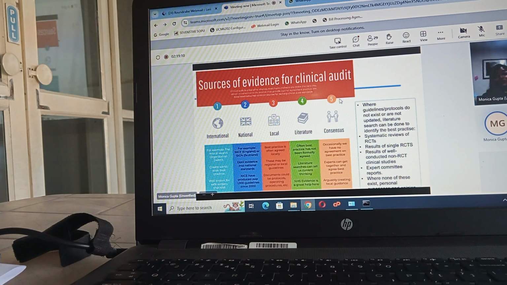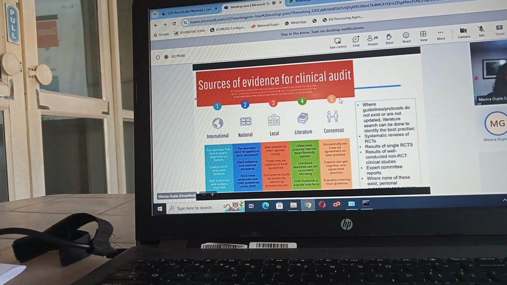Suppose you want to do a clinical audit on the implementation of the surgical safety checklist, or whether the use of the surgical safety checklist has actually led to safer surgeries. Right? You can look at national evidence, for example, NICE guidelines. NICE has produced over 1,000 guidelines since 2000. Local standards such as best practices are often agreed locally in documents, protocols or even SOPs.